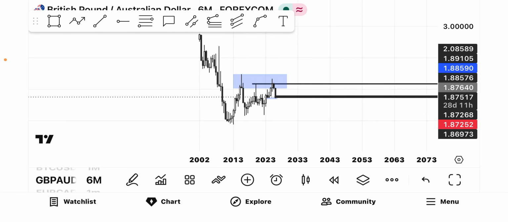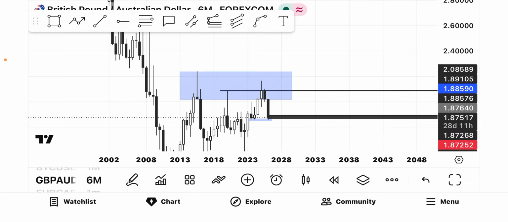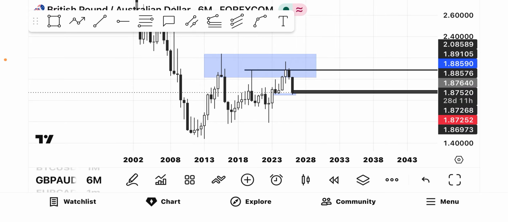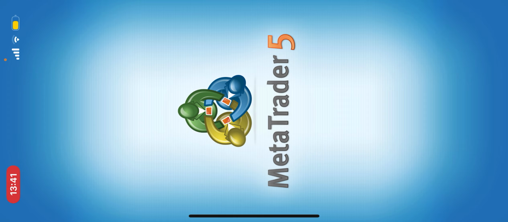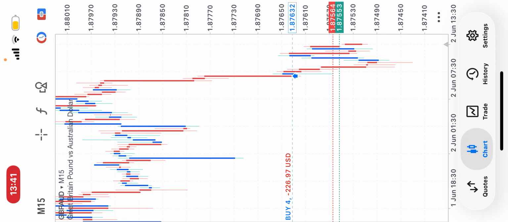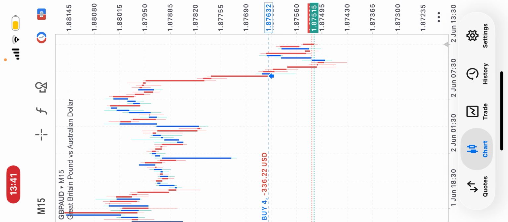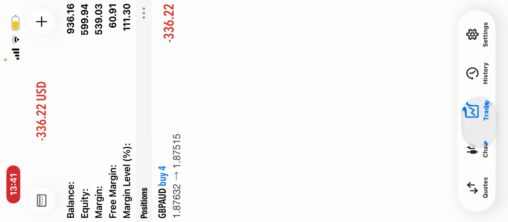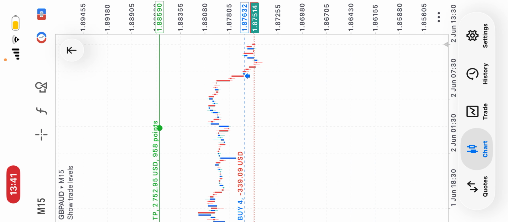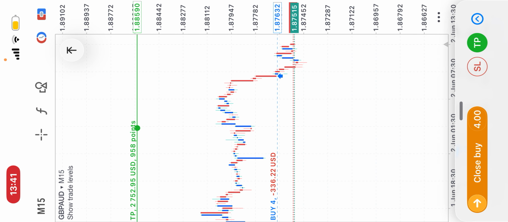Yes, hello traders. So let me take you through the analysis on GBP AUD of the trade I took in the early morning. Right now I'm in the red. I'm down like $300. So I went in full margin on this trade, anticipating to make 2,000.